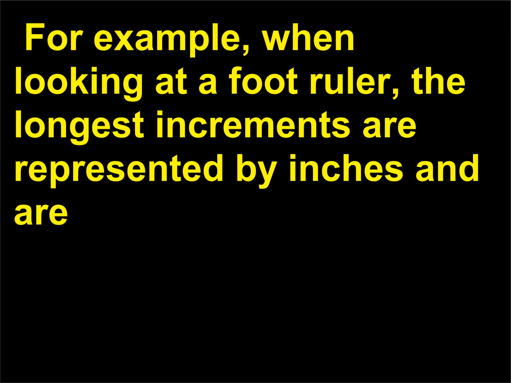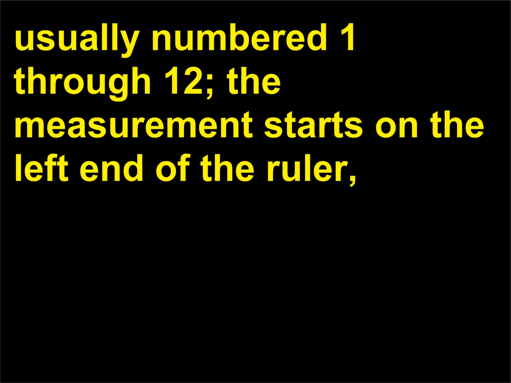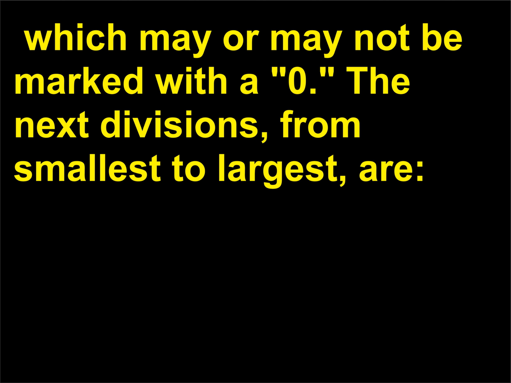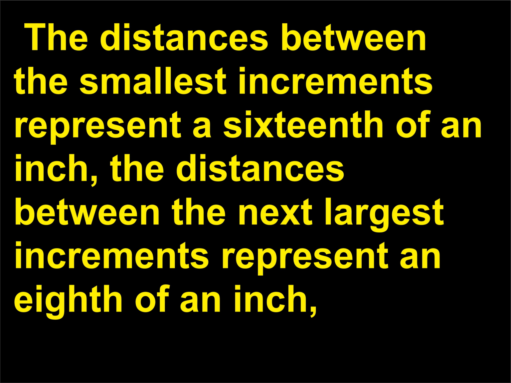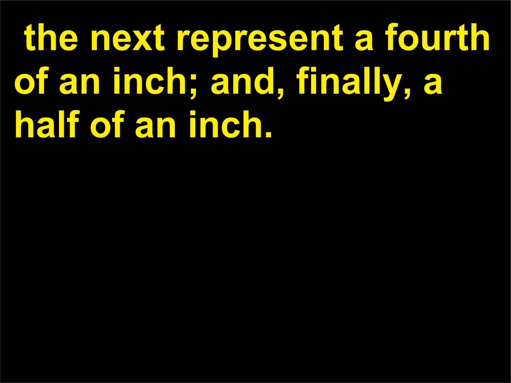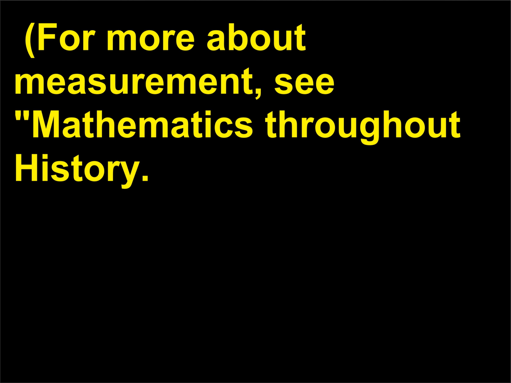For example, when looking at a foot ruler, the longest increments are represented by inches and are usually numbered 1 through 12. The measurement starts on the left end of the ruler, which may or may not be marked with a 0. The next divisions, from smallest to largest: the distances between the smallest increments represent a 1/16 of an inch, the distances between the next largest increments represent an 1/8 of an inch. The next represent a 1/4 of an inch, and, finally, a 1/2 of an inch. For more about measurement, see Mathematics Throughout History.